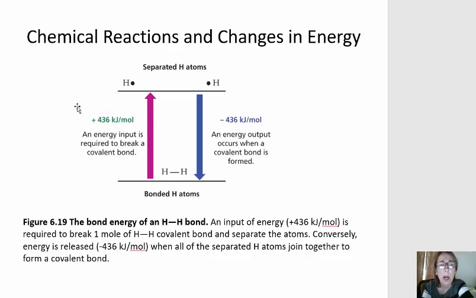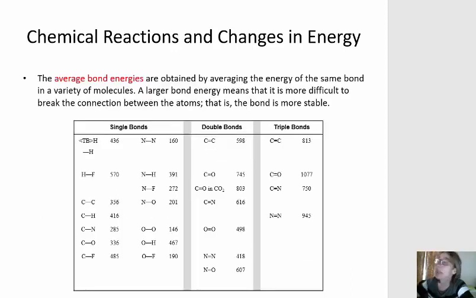So I just want to point out this positive and negative with respect to the energy. When we see a negative sign in front of an energy, that means that energy is being released or given off. If we see a positive sign, that means that energy is required. So on this table here, we see a variety of bond energies, the minimum amount of energy required to break a specific bond. And the units here are kilojoules per mole.